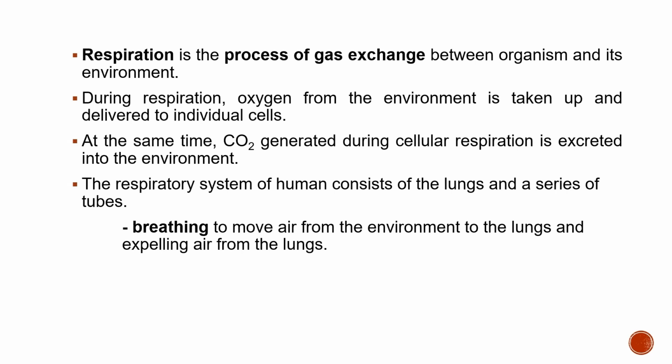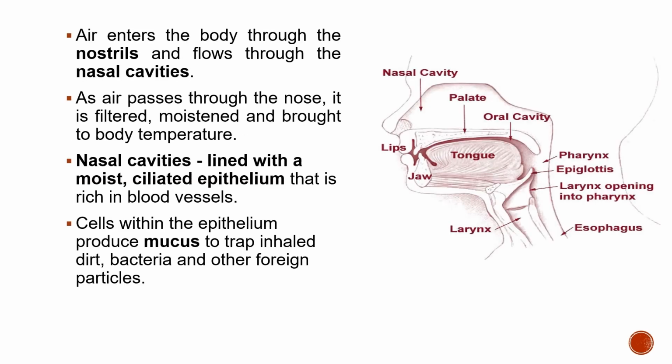The respiratory system of humans consists of the lungs and a series of tubes, to move air from the environment to the lungs and expel air from the lungs. Air enters the body through the nostrils and flows through the nasal cavities. As air passes through the nose, it is filtered, moistened and brought to body temperature. The nasal cavity is lined with a moist ciliated epithelium that is rich in blood vessels. Cells within the epithelium produce mucus to trap inhaled dirt, bacteria and other foreign particles.